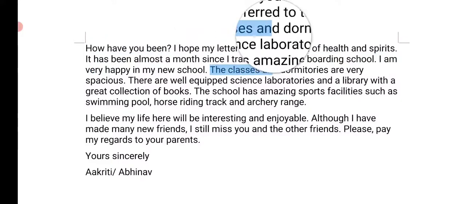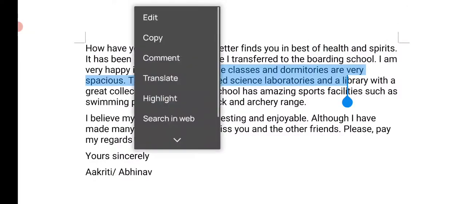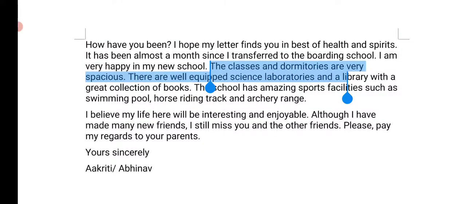So the classes, dormitories, the place where you sleep are very spacious, right? So again, the school is nice, it is spacious, lots of gardens. And now you talk about labs. So there are well equipped science laboratories, library with a great collection of books. Obviously when you're describing a school, you will talk about the playground, the building, the infrastructure, the labs, chemistry labs, books, library and all that.